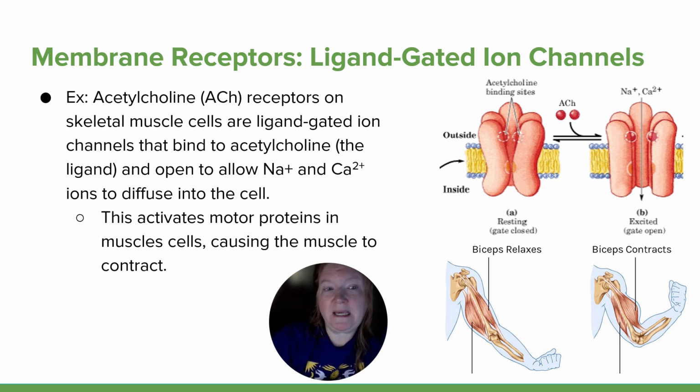For an example, acetylcholine receptors on skeletal muscle cells are ligand-gated ion channels, and they bind to acetylcholine, acetylcholine being the ligand. When acetylcholine binds, it opens the channel and allows sodium and calcium ions to diffuse into the cell. This activates the motor proteins in muscle cells, that's actin and myosin, causing the muscle cells to contract.